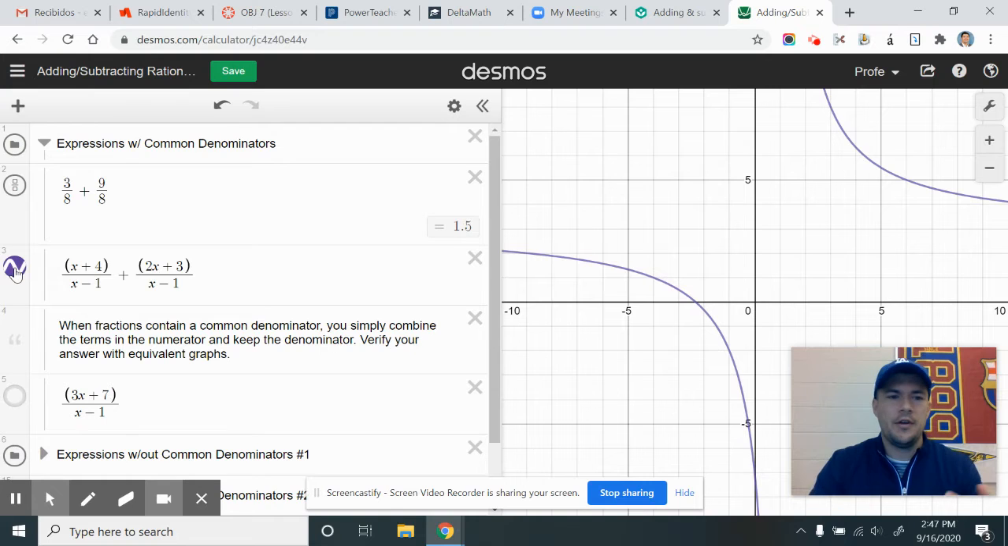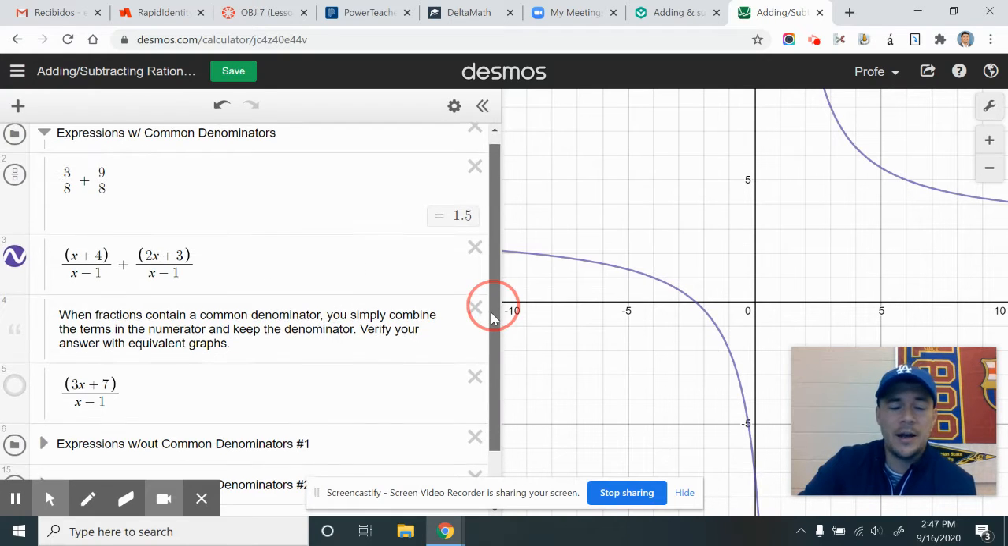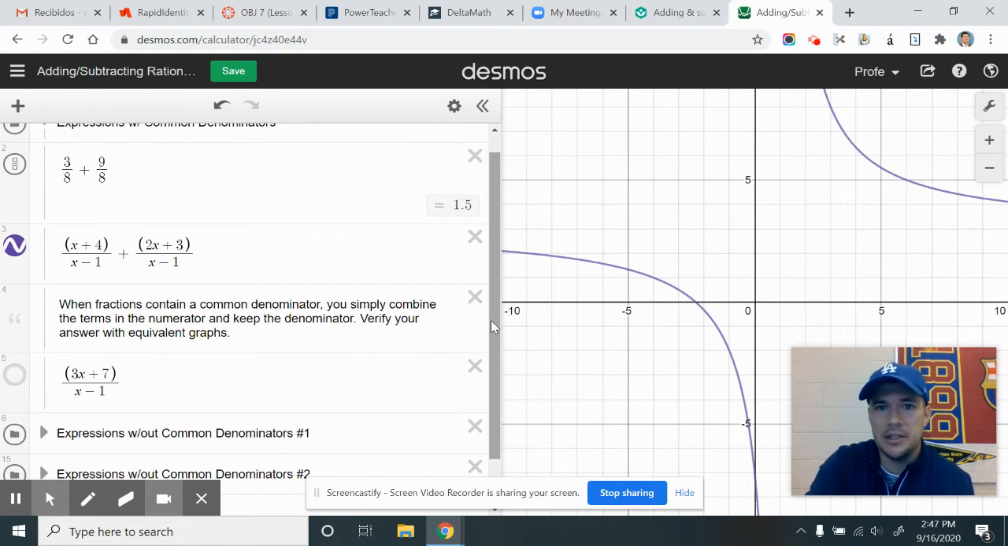So what if I have this? I have x plus 4 over x minus 1 plus 2x plus 3 over x minus 1. So again, common denominator. And I'm really going to keep the same idea. I am going to combine my numerators. So x plus 2x is 3x, and 4 plus 3 is 7, which gives me 3x plus 7. And I keep my denominator, x minus 1.